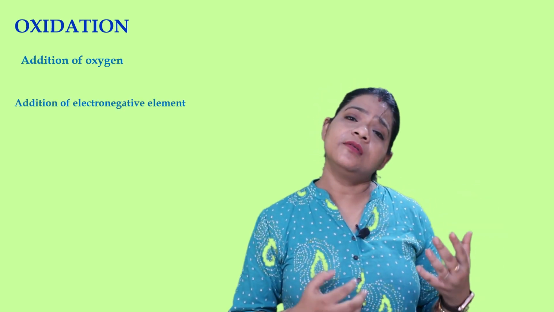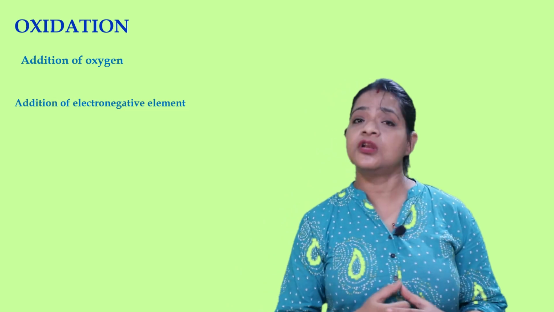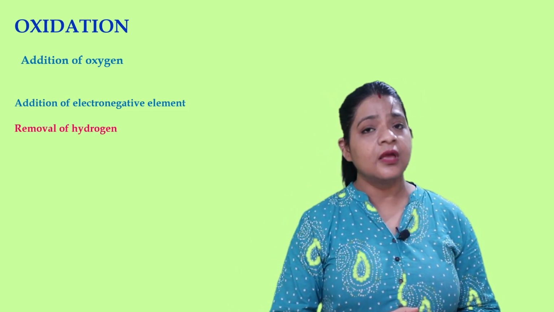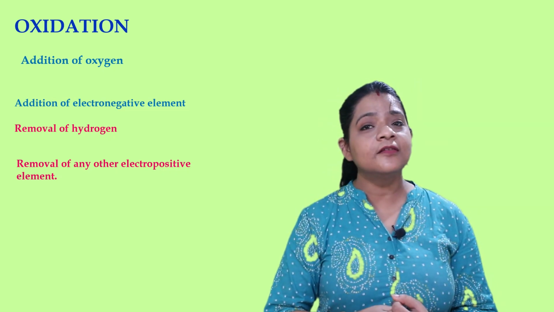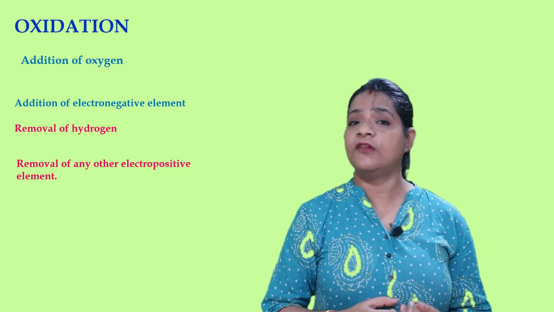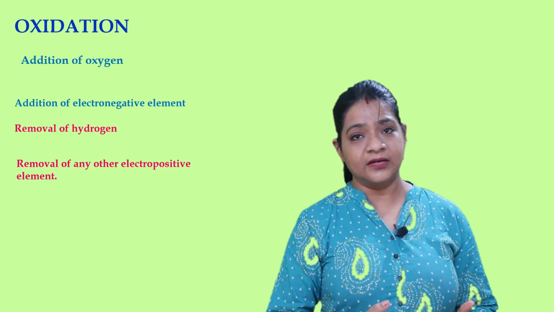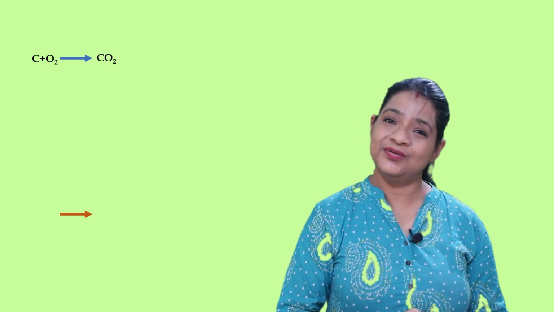Let's look into oxidation reaction. By the name oxidation, what do you mean? Something is related to oxygen. So oxidation reaction can be defined in many ways. The first way is addition of oxygen is called oxidation reaction. Second is addition of any electronegative element is also defined as oxidation, or in other words, removal of hydrogen or removal of any electropositive element is also termed as oxidation. So let's look into some examples of oxidation reaction.